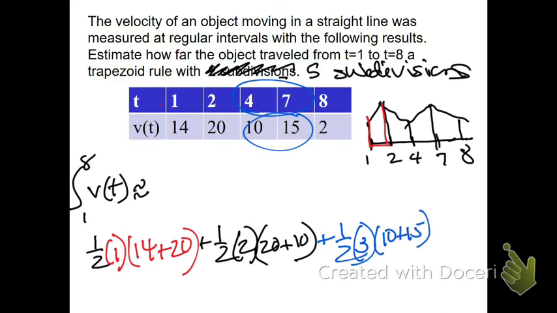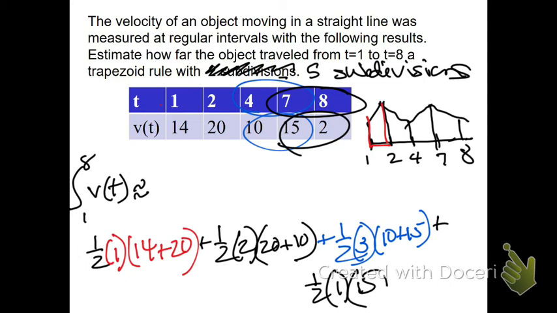And the last one, why do I keep running out of room? I haven't learned my lesson yet. The last one is going to be 1/2 of the height, which is 1, and use both numbers, 15 and 2. Okay, do that math, and that is your estimated integral, or distance traveled in this one. Okay, I assume you can do that math. I'm going to leave that one for you.